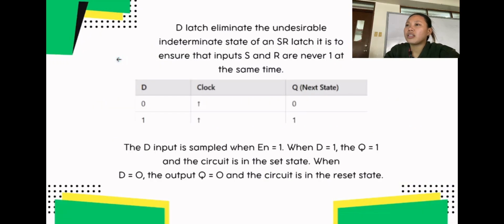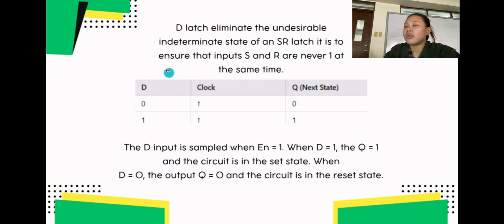The D latch eliminates the undesirable indeterminate state of an SR latch. It ensures that inputs S and R are never one at the same time. So this S is the set while the R is the reset.